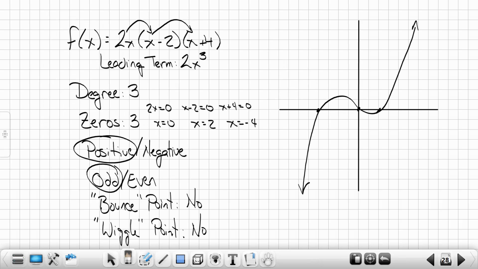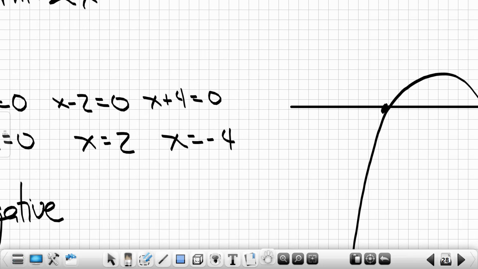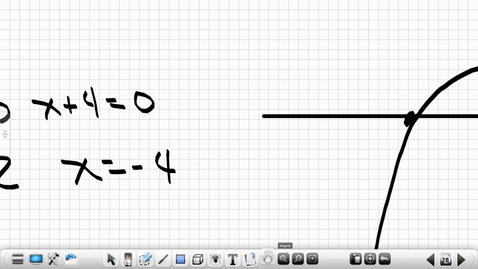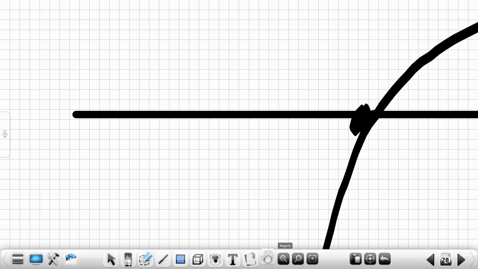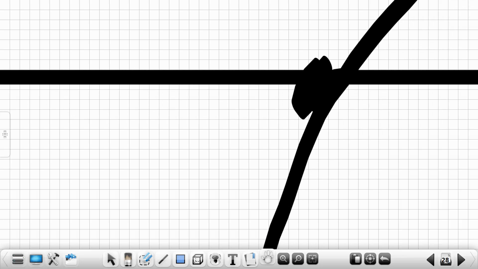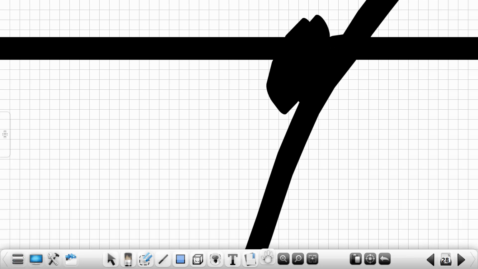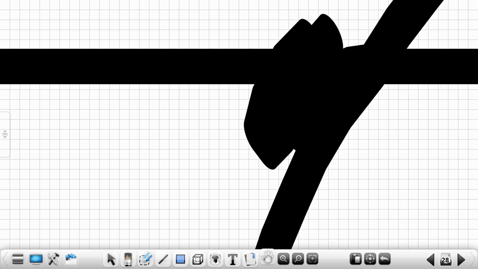What's going on is each of these had an exponent of 1. Are we okay with that? So where it passes through, if I zoomed in, I don't know how much I could zoom in. Oh, that's perfect. It's still not big enough for you to see.